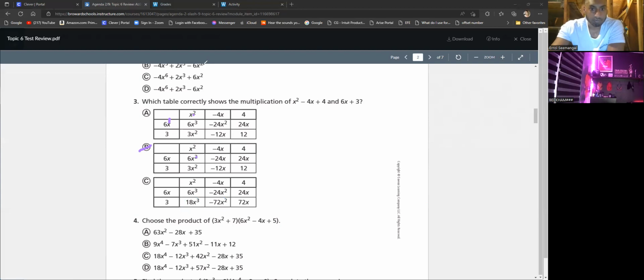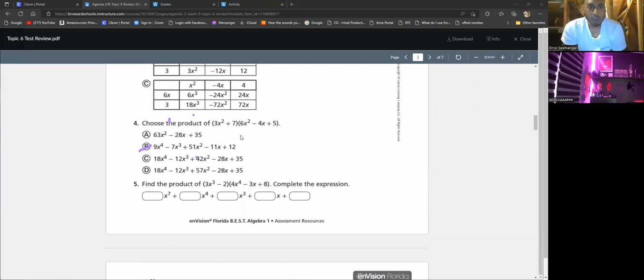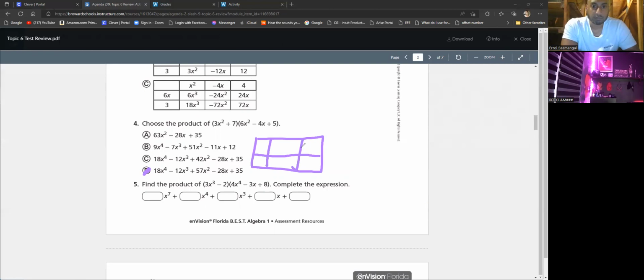All right, 4, choose the product of that and that. Let me see. It's basically the same thing as the last problem. All I'm doing is creating my own blocks like this. If you want to, you could just multiply it out on the paper. Just do it in whatever way you understand.